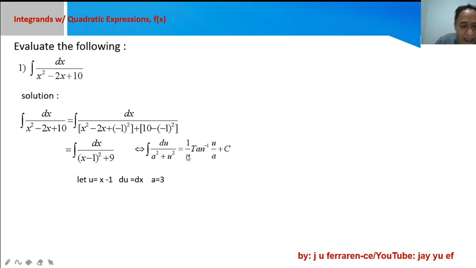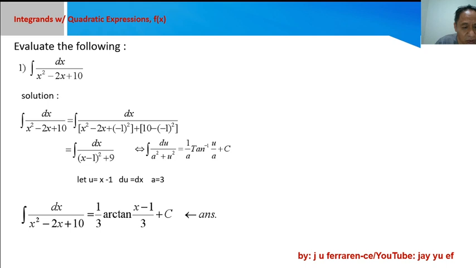In the formula, I need an a. So I have the square root of 9, which is my a. The formula is used. I have 1 over a. So 1 over 3. Arctan of your u, x minus 1 over 3 plus c.